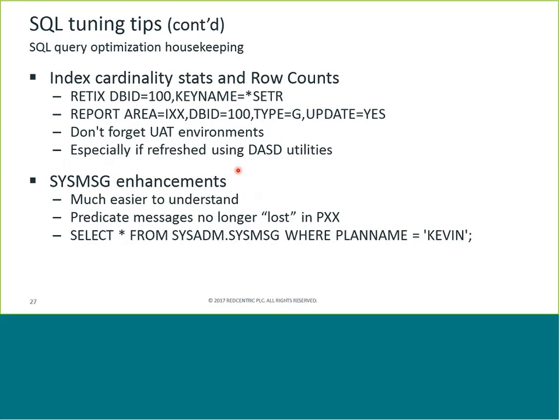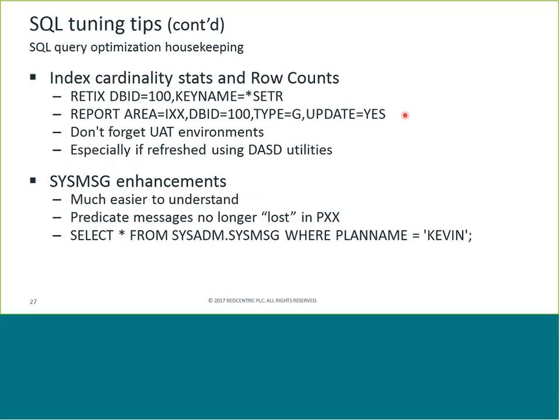Index cardinality stats and row counts are very important for the performance of SQL, because SQL, in many cases, can choose the join order at runtime based on statistics that it has available, and certainly does that for the selection predicates that it's using. It's very important that the statistics Datacom has for SQL to use are up to date.